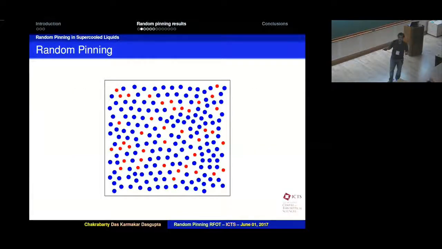So what is random pinning? You take a snapshot and you select a subset of particles and you freeze them at their location. So the particles circled are the ones which you don't allow to move, and then you observe the dynamics and see what happens.